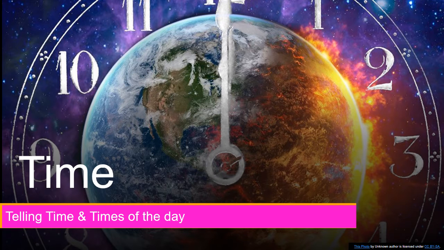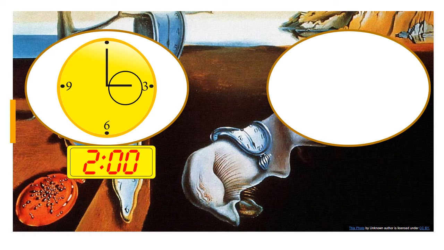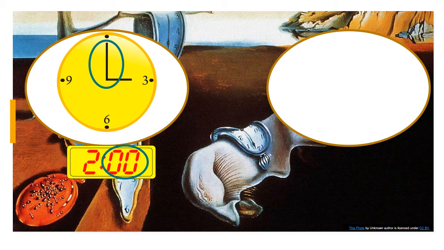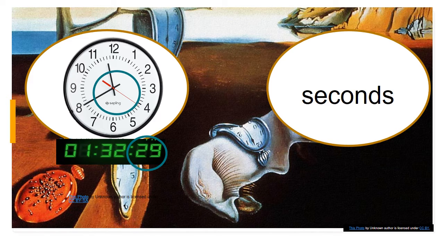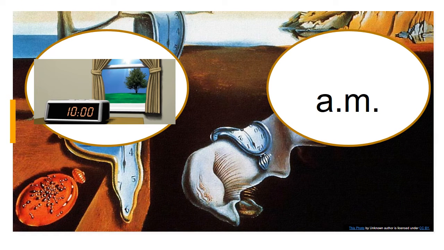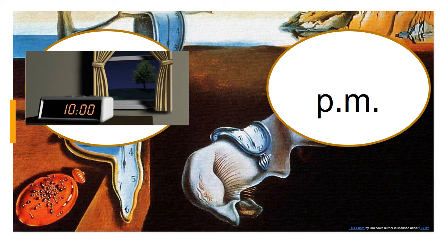Today we're going to learn the words in English for telling time and times of day. Hour. You say hour. Minutes. You say minutes. Seconds. You say seconds. AM. You say AM. PM. You say PM.